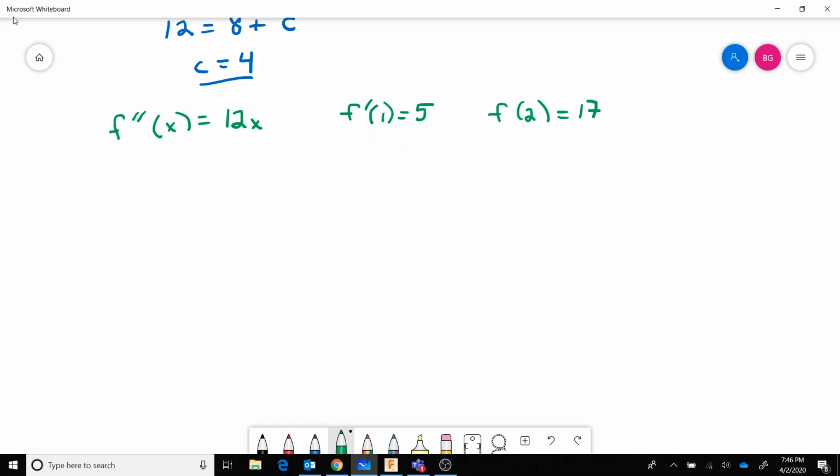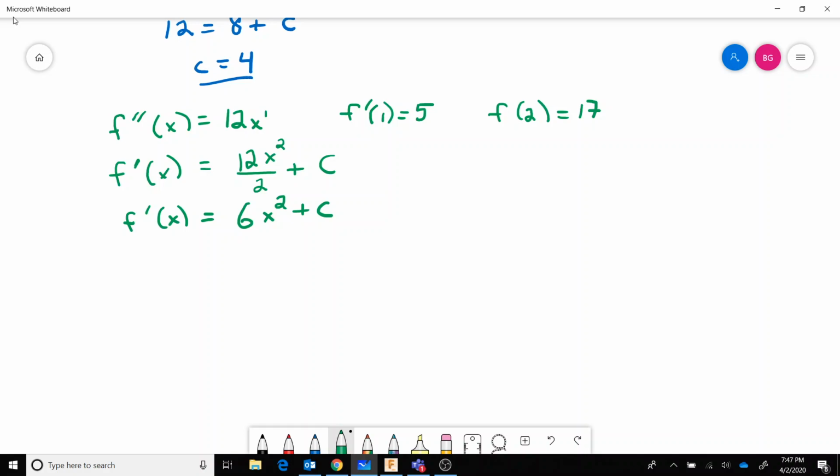So I'm going to start by integrating, again, both sides of this. Well, if I integrate f double prime of x, that would bring me to f prime of x. And if I integrate 12x, well, let's see, I've got x to the first here, so that would become x to the second. I divide by that 2, and I get plus c. So f prime of x would equal 6x squared plus c.